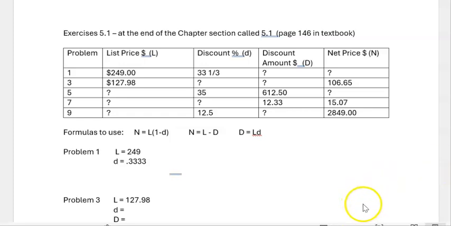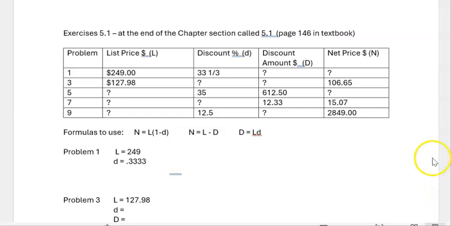Let's go over a couple of the problems that I assigned for exercise 5.1. We'll focus on the chart that is in your textbook, and the chart for question 5.1 is on page 146, and it says calculate the missing values, okay? And I assigned problems 1, 3, 5, 7, and 9.